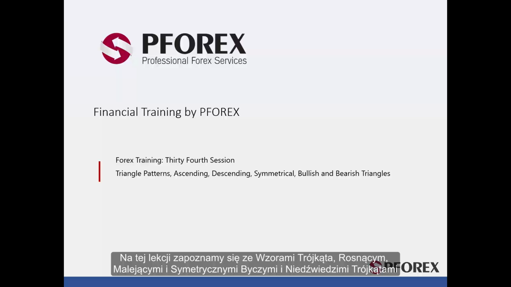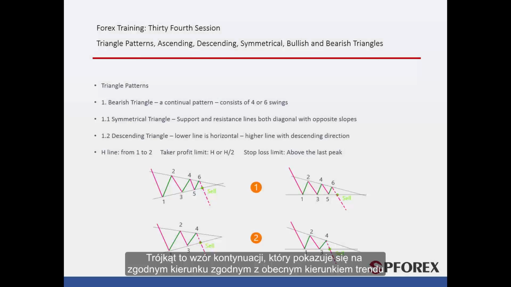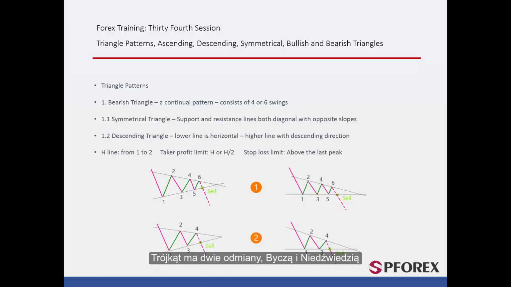In this session, triangle patterns, ascending, descending, symmetrical, bullish and bearish triangles will be studied. Triangle is a continual pattern which shows an agreeing direction with the current trend direction. On an upward trend, it confirms a current uptrend, while on a downtrend, it confirms a downward direction. Triangle is classified into two groups, bullish and bearish triangles.